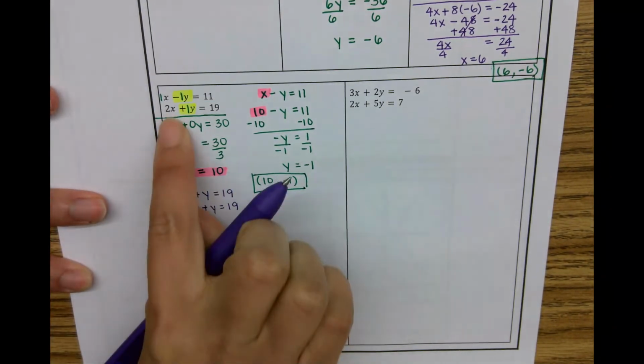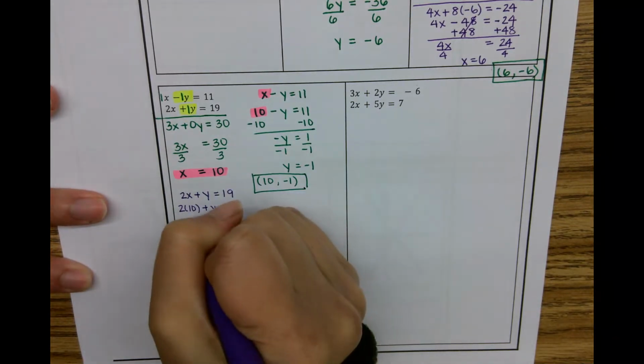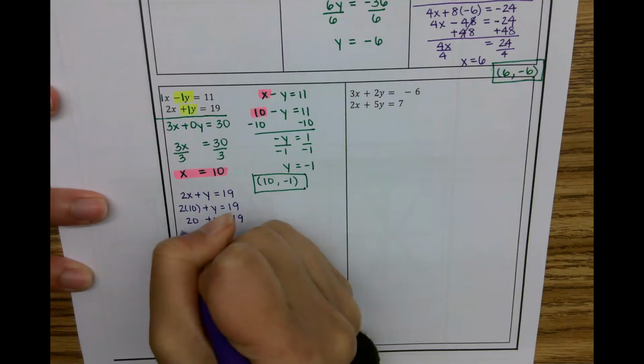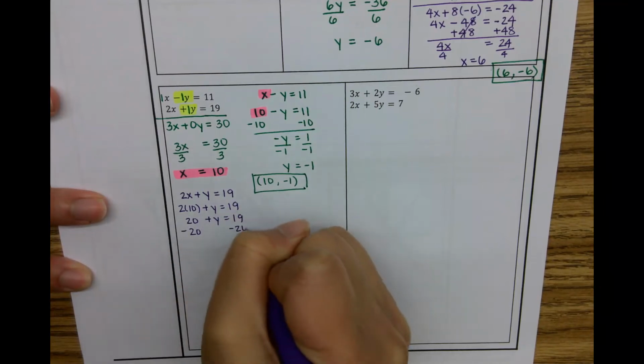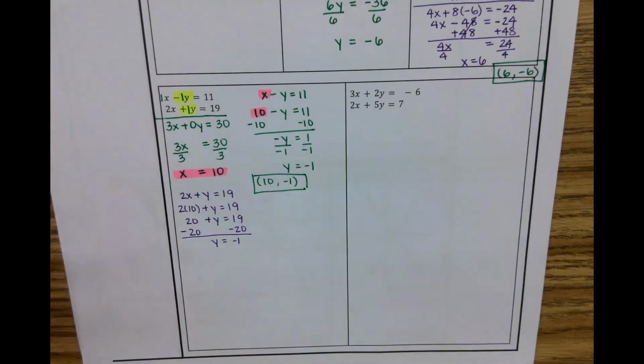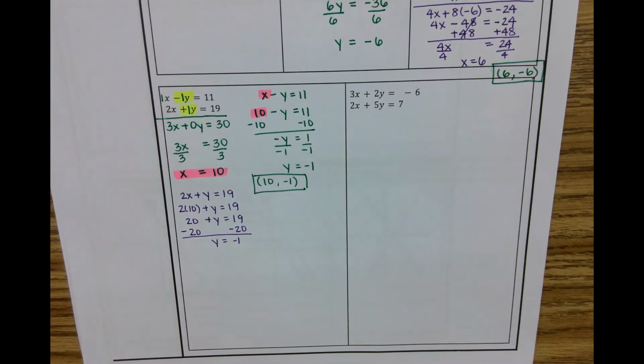into the second equation here, 2 times 10 is 20. And then to get y by itself, I subtract 20, and I get y equals negative 1. And you see it's the same thing. So it doesn't matter, and there you go.